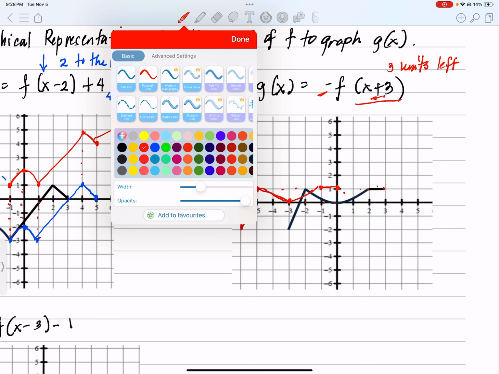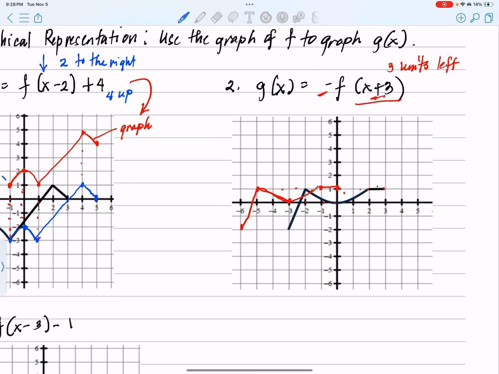Okay, that means it will reflect across the x. So this point will do the reflection here. This point will do the reflection here. This point, that is at 0, will remain because it's at 0 for reflection. This point will do a reflection here, and this point will do a reflection here.